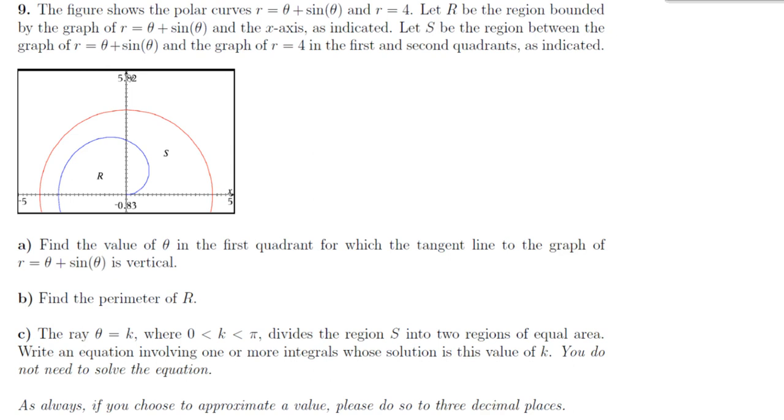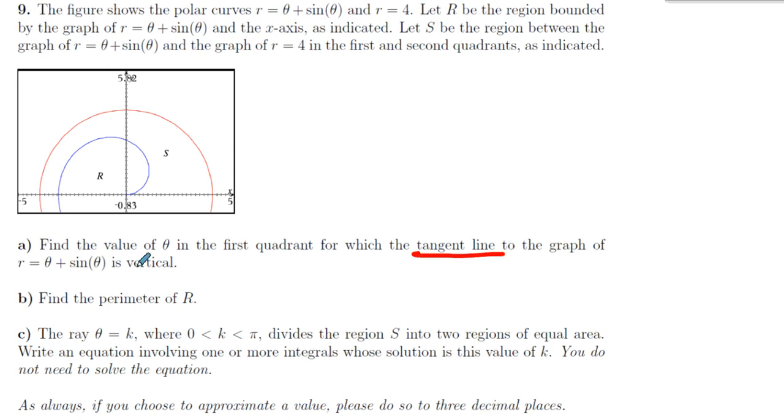So you can pause and try it yourself, and then I'll work through what I think the answers are in a moment. So you've had time to read the question. We're going to do a couple of things that are valuable. We're going to do where is the tangent line vertical, and then we're going to do the perimeter of R, and then we're going to talk about the region S. So let's go to work.